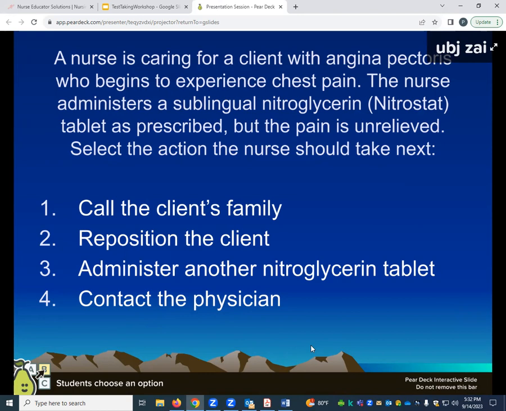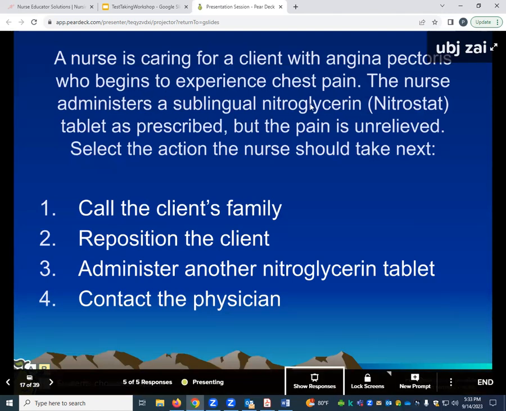So how do you know? The correct answer here is administer another nitro. You know that you can give another nitro because the patient begins to experience chest pain and the nurse administers a sublingual nitro. And so you know that they can get 2 more if the pain is unrelieved.